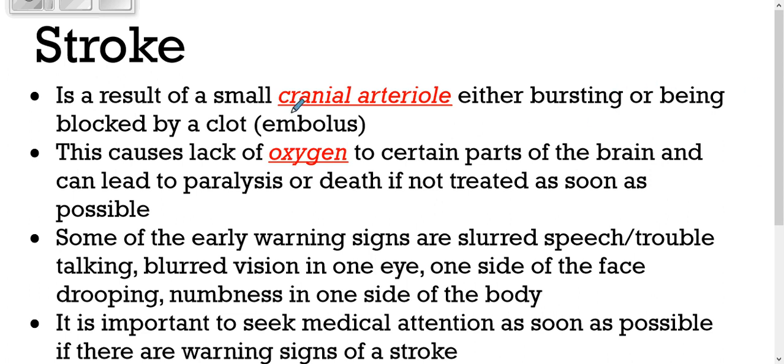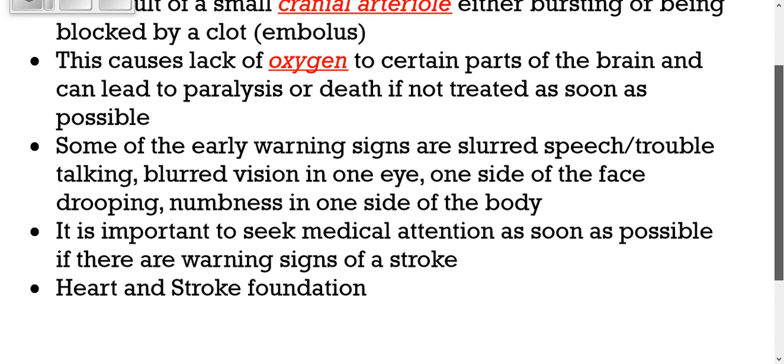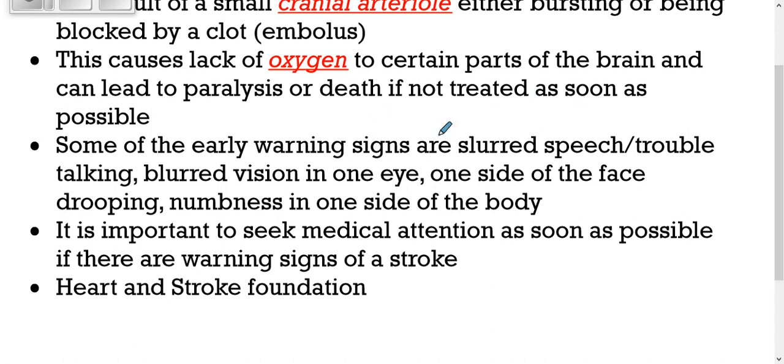Another cardiovascular disease is a stroke, and it's a result of a small cranial arteriole either bursting or being blocked by a clot, and the clot is called an embolus. This causes a lack of oxygen to certain parts of the brain and can lead to paralysis or death if not treated as soon as possible. Some of the early warning signs are slurred speech, trouble talking, blurred vision in one eye, one side of the face drooping, numbness in one side of the body. It's important to seek medical attention as soon as possible if there are warning signs of a stroke.